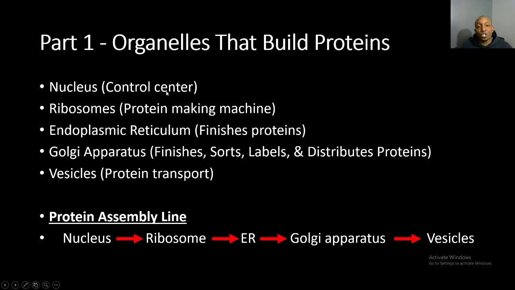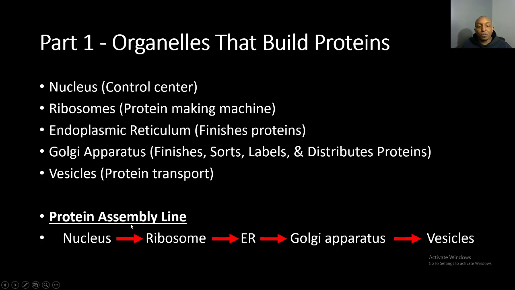So the nucleus is the control center. The nucleus actually gives the instructions for the types of proteins to make. And then we have the ribosomes. The ribosomes are like the protein making machines. Then we have the endoplasmic reticulum, which helps to finish the proteins. Then we have the Golgi apparatus, and the Golgi apparatus finishes, sorts, labels, and distributes the proteins. So it would kind of be like the main UPS office. And then the vesicles are the protein transport. So the vesicles would be like the UPS transport vehicles that transport those proteins around the cell.